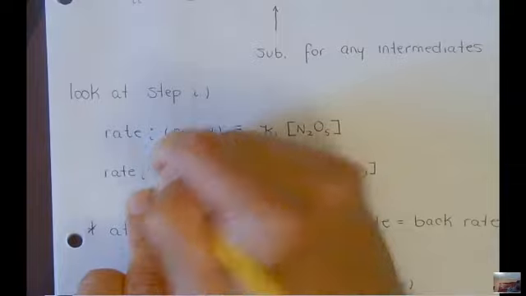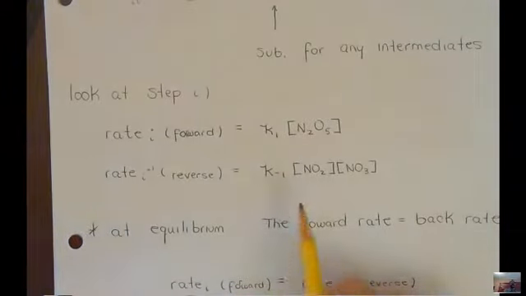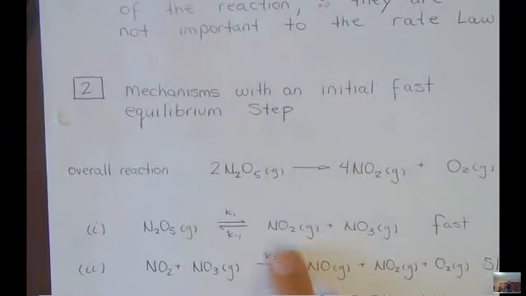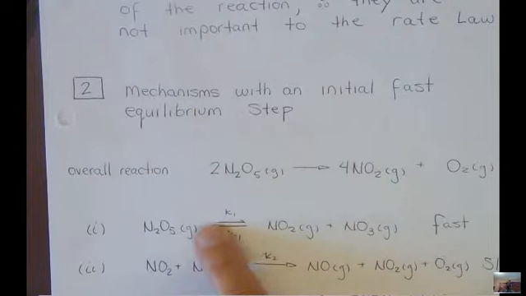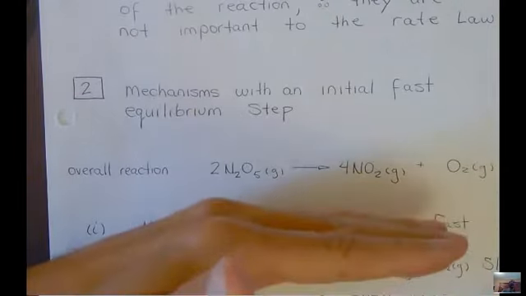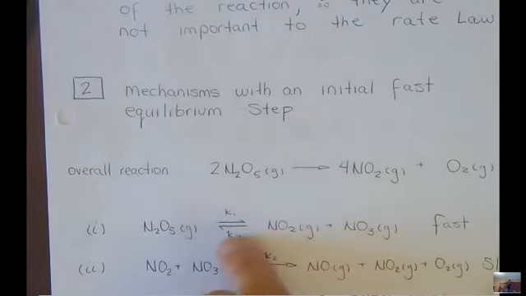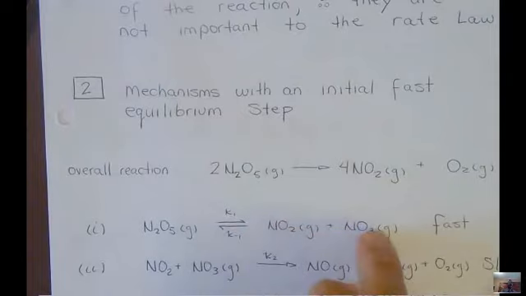The reverse reaction, rate 1 going backwards, is equal to k to the minus 1 times this to the first power and this to the first power. Why? Because now we're going backwards. Look at that bottom arrow. This is a mechanism and these are elementary steps, so going forward this is to the first power, and going backwards this is also to the first power, because these are reactants going backwards. So I have k to the minus 1 times NO2 times NO3.